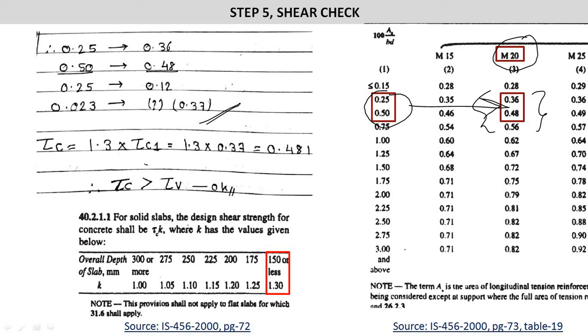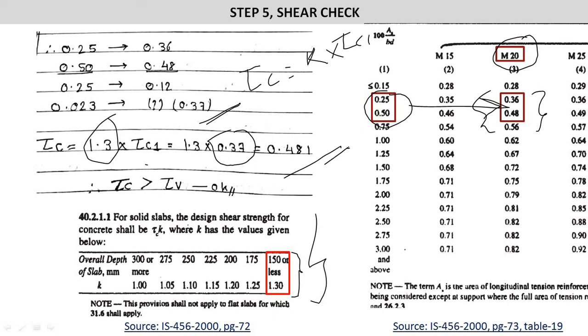To calculate tau c, the formula for tau c is k into tau c1. Already we have calculated the value of tau c1. Now we have to find the value of k. The value of k depends upon the thickness of the depth, which is shown in clause number 40.2.1.1, page number 72 of IS 456-2000. As the depth of this slab is 125 mm, which is less than 150 mm, we will use the value of k as 1.3. So we multiply 1.3 into 0.37, and we will have the value of tau c as 0.481.